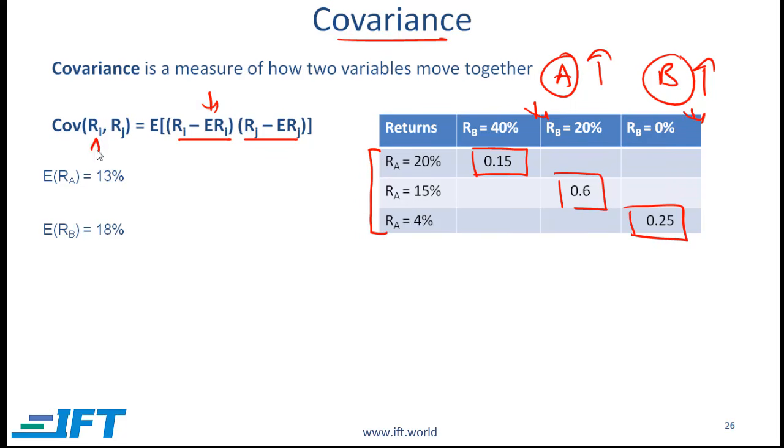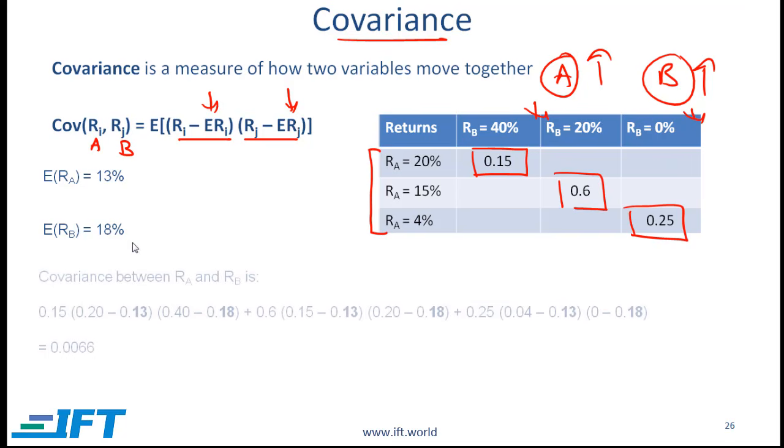So imagine that I is stock A and J is stock B. So we need to compute the expected return on A and the expected return on B. As you've seen before, the expected return on A will be 0.15 into 20 plus 0.6 into 15 plus 0.25 into 4, and that is 13%. The expected return on B is 0.15 into 40 plus 0.6 into 20 plus 0.25 into 0, and that is 18.